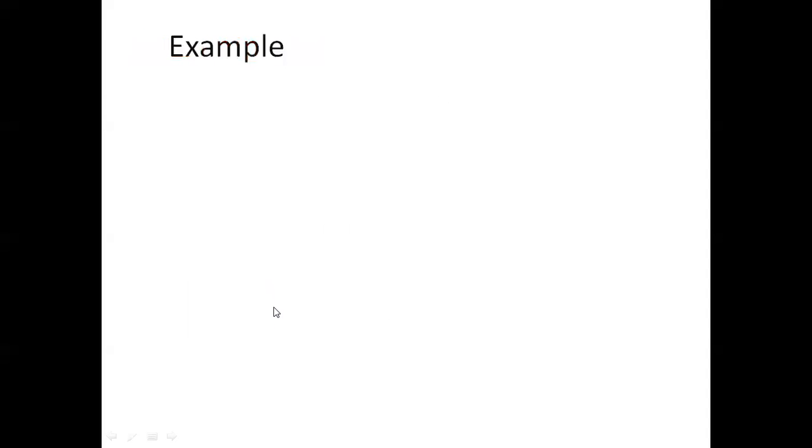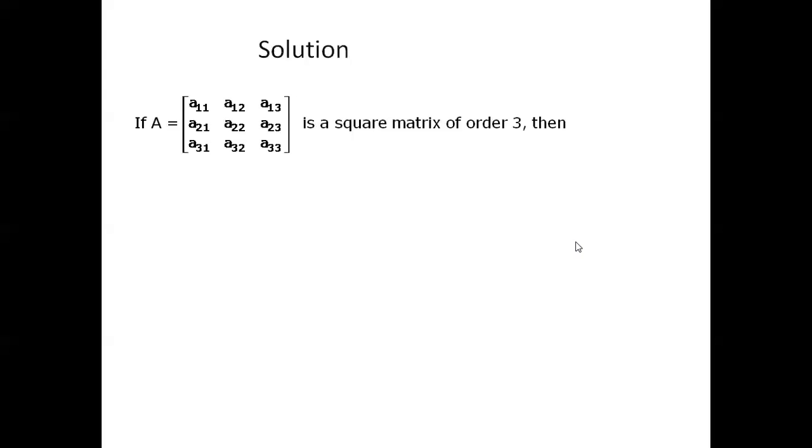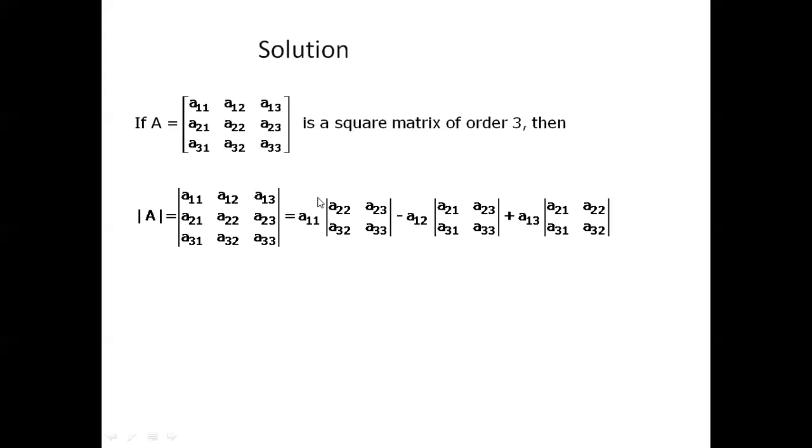What is a 3 cross 3 matrix? This is an example of a 2 cross 2 matrix determinant. We can see here 4, minus 3, 2, 5. 4 into 5 minus 2 into minus 3. So minus becomes plus. So this is 20 plus 6, which is equal to 26.